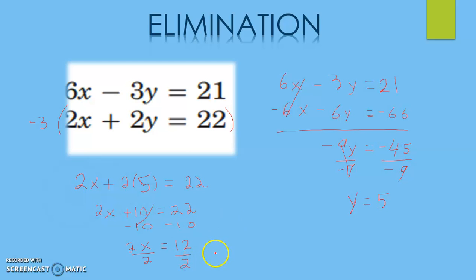And we find out that x is equal to 6. So that is our solution point. We're going to write that as a coordinate point. X is 6 and y is 5, so (6, 5). Okay, this would be the point where these two lines intersected on the graph.